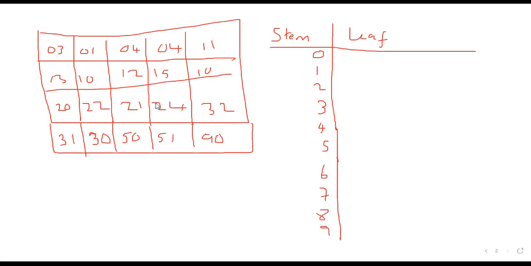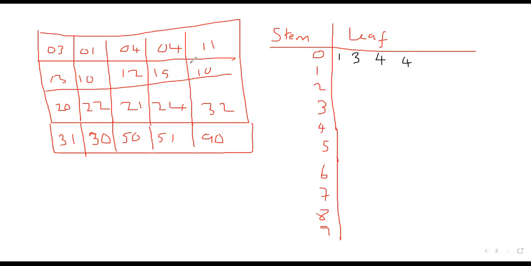So on the zeros, the smallest number is 0, 1. So 0, 1, we arrange them in order, and you say ascending. The next number is 0, what? 0, 3. The next number is 0, 4. And we have another 0, 4. On the zeros, we are done.